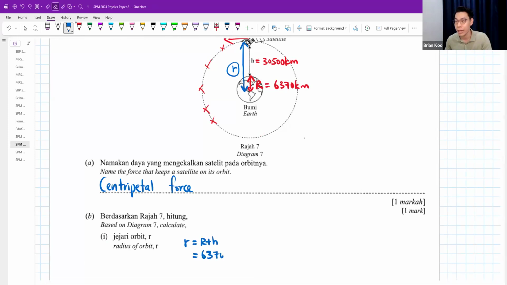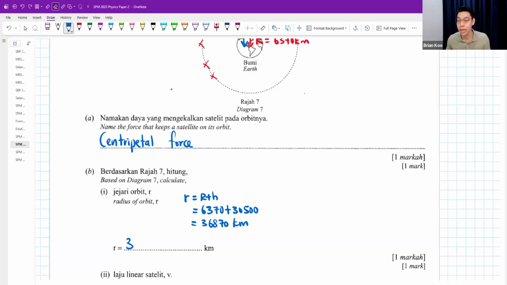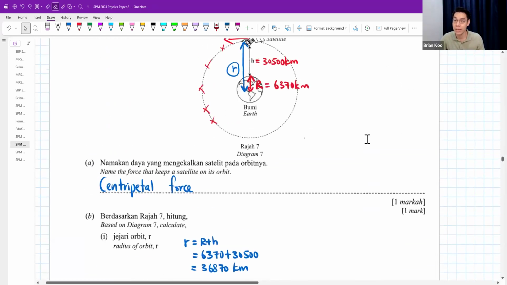It's just 1 mark only. But be careful, the unit will be km, which I think is what they expected, so they put km here. Okay, because they put km, you don't have to put km anymore. Then part 2, linear speed of the satellite. Okay, so far information that you have is that it is r.